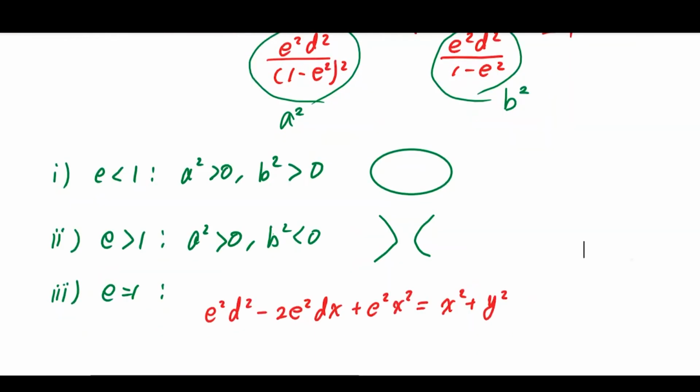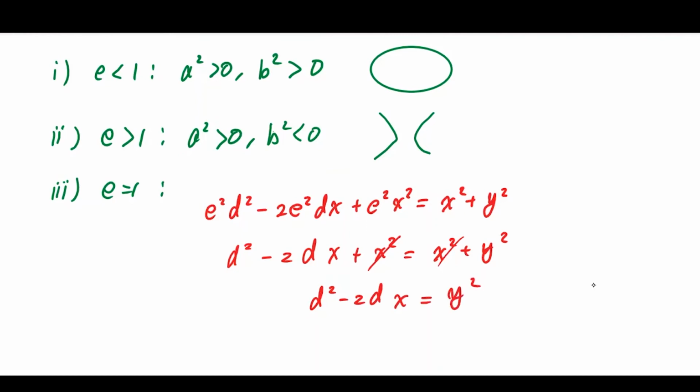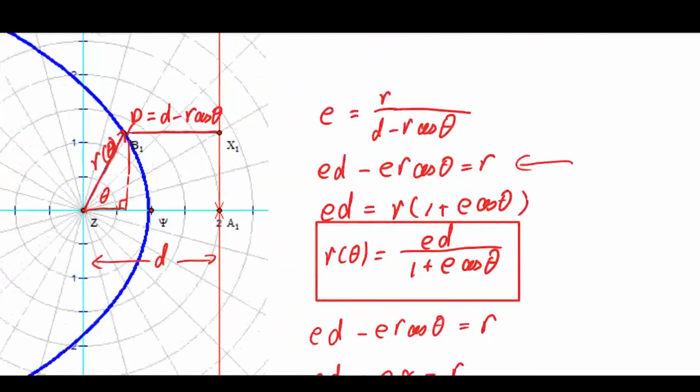This equation simplified to d squared minus 2dx plus x squared is equal to x squared plus y squared. You see that? These two cancel. So you have d squared minus 2dx is equal to y squared. That sure looks like a parabola opening this way, right? Amazing, amazing, huh?